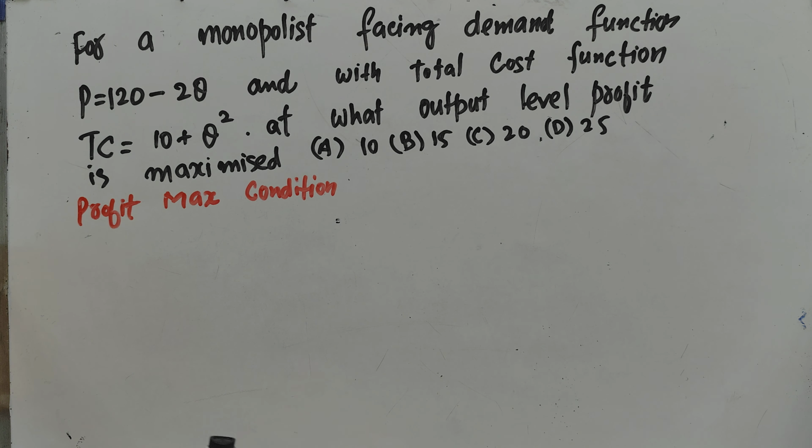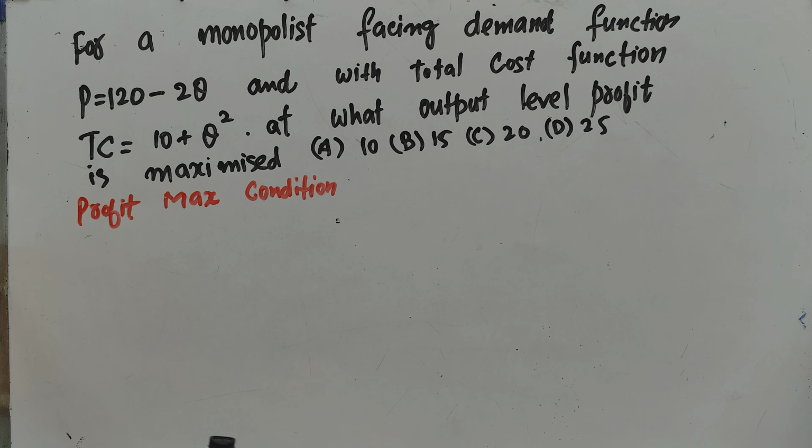Options are being given. We need to find out the correct option. The profit maximizing condition in case of the monopoly is that we equate marginal revenue with marginal cost, like any other market. To find the marginal revenue, first we need to find the total revenue. Since we have been given the demand function 120 - 2Q, this is our inverse demand function. We first find the total revenue as price times output. So P = 120 - 2Q, and multiplying by output, that gives us total revenue as 120Q - 2Q². Multiplying Q to each of these terms.